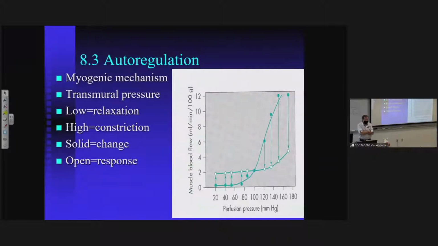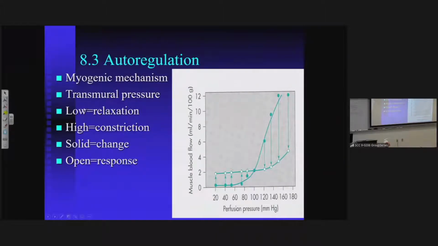This graph displays how your body's trying to maintain a steady flow. Here it says muscle flow, and this says perfusion pressure. The closed dots are before, when the condition is here, and then your body makes a compromise to maintain steady flow. So look at this flow, milliliters per minute per 100 grams of muscle or tissue. It's called a myogenic mechanism, and the sensing is within the pressure sensors in the walls of the vessel.